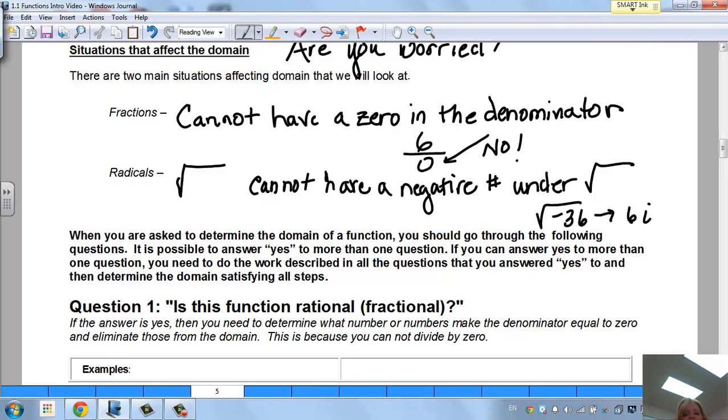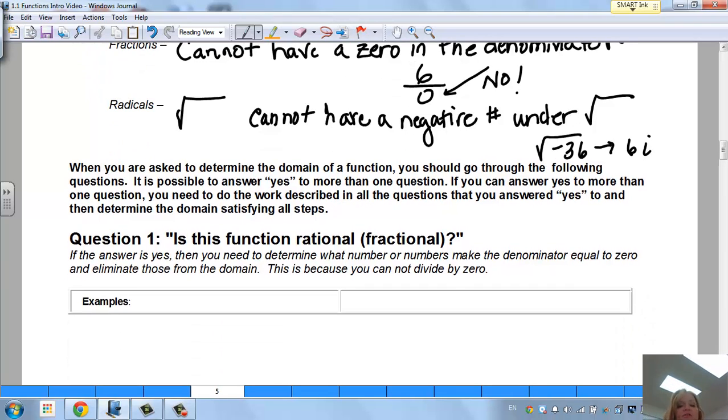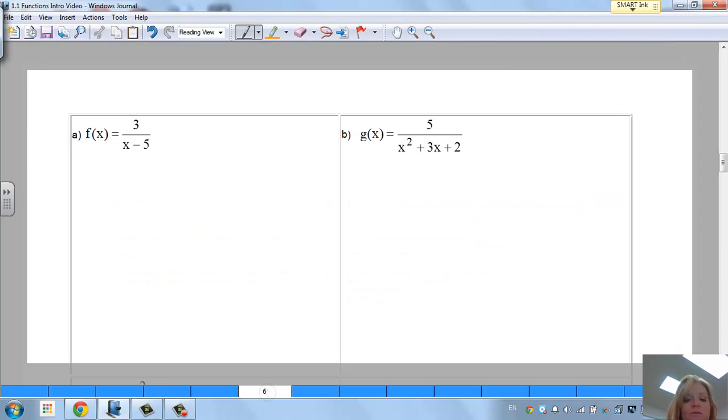When you're asked to determine the domain of a function, you should go through the following questions. It is possible to answer yes to more than one question. So we're going to go through these questions, each one, and you say to yourself, is this function rational or fractional? Is it a fraction? If it is, I am worried. Okay? So worried. I'm definitely worried. Let's go to the next page.